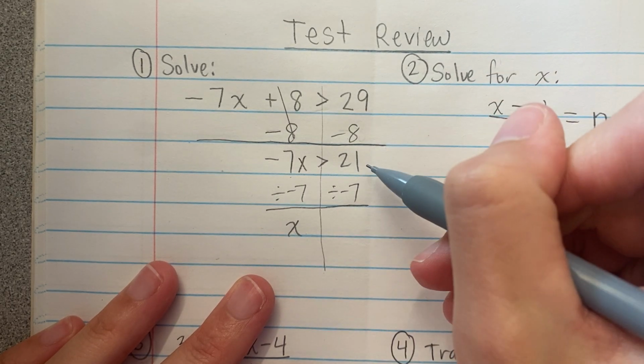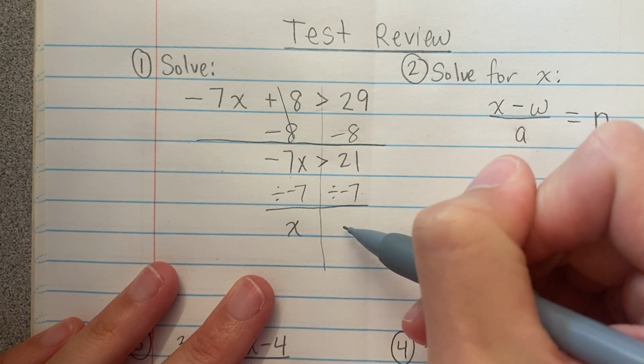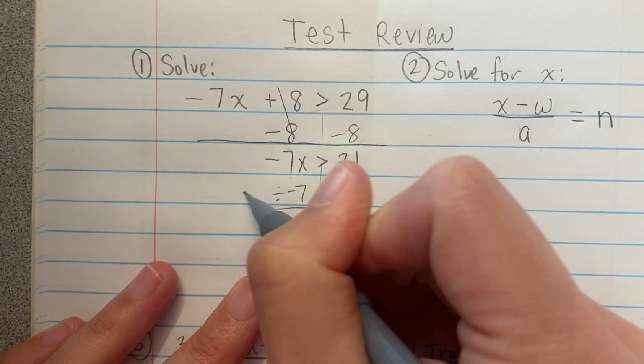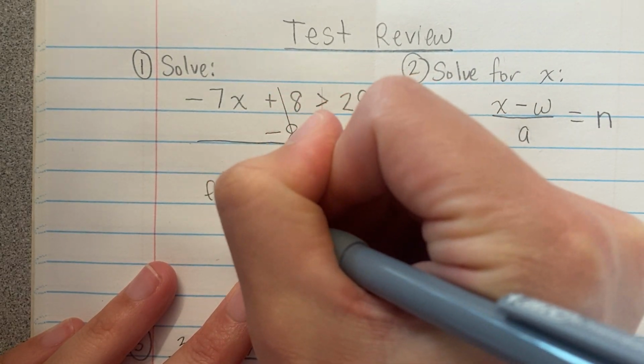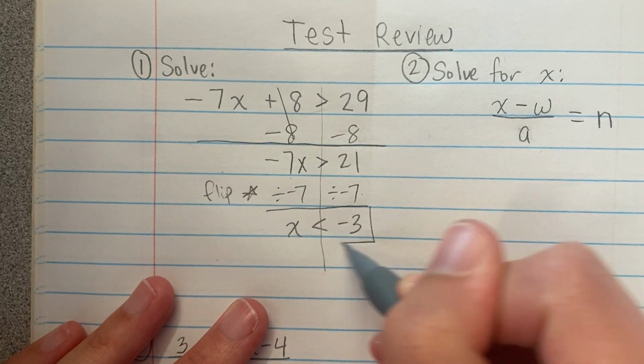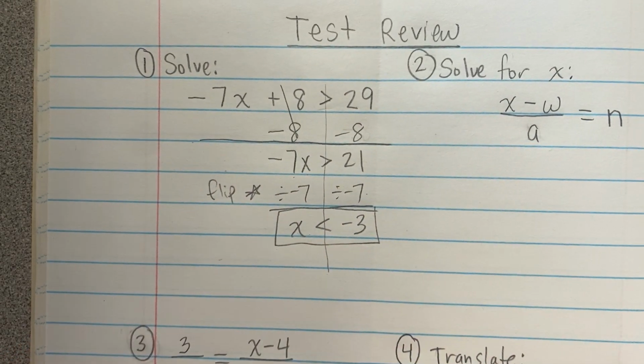And two things happen here. First, 21 divided by negative 7, positive divided by negative is negative. And notice here, when I divide by a negative, I flip the sign, okay? Because when I multiply or divide by a negative, the sign flips, and here's my answer.